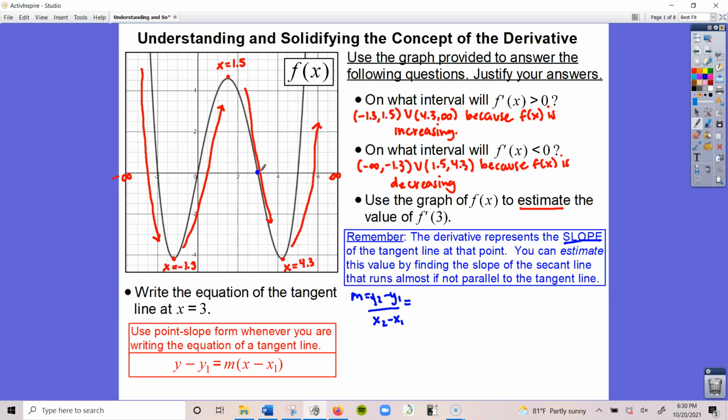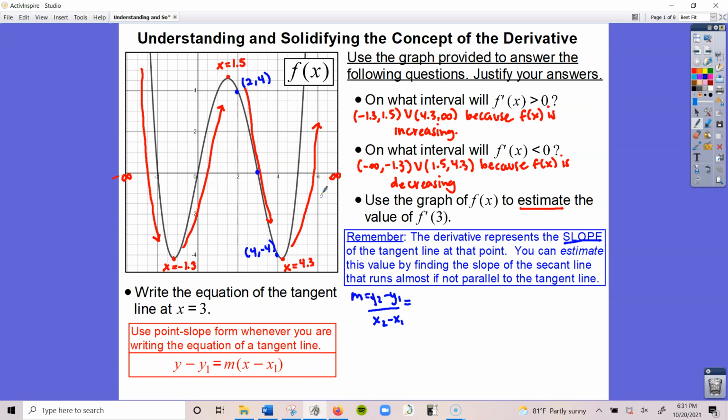So I'm going to pick a point on either side. I have here x is equal to 2, so that is my coordinate 2, 4. Then on the other side, I have here at 4, and the y value is negative 4. So basically, if you're trying to estimate a derivative, you pick 2 points on either side, and then use those 2 coordinates to find the slope, since my secant line would go through those exact 2 points that would run parallel to my tangent line.